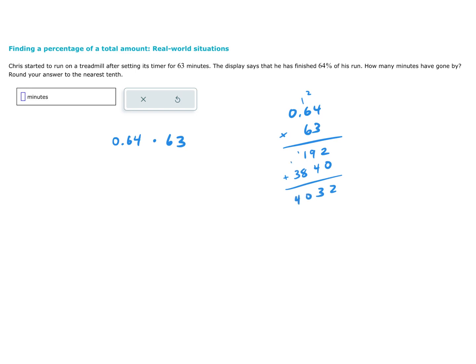10, 4. And we have 2 digits behind the decimals in the problem, so 2 behind it in the solution. And it says round to the nearest tenth, so we have 40.32 minutes. And we'd look at the hundredths place here, but that's not halfway to the next tenth. So our answer is going to be 40.3 minutes.